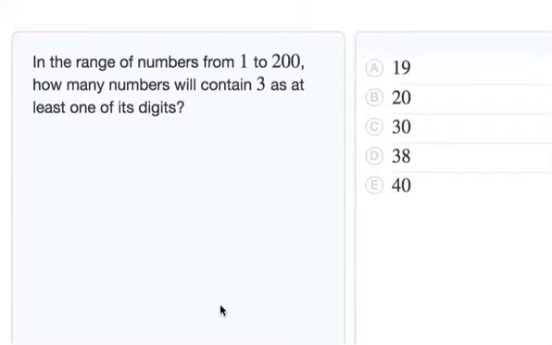To solve this question, we're looking for how many numbers contain 3 as at least one of its digits. And we're looking in the range from 100 to 200. So since 1 to 100 is a nice familiar block of numbers, let's go ahead and start there, and then we'll extend that to the range from 101 to 200.